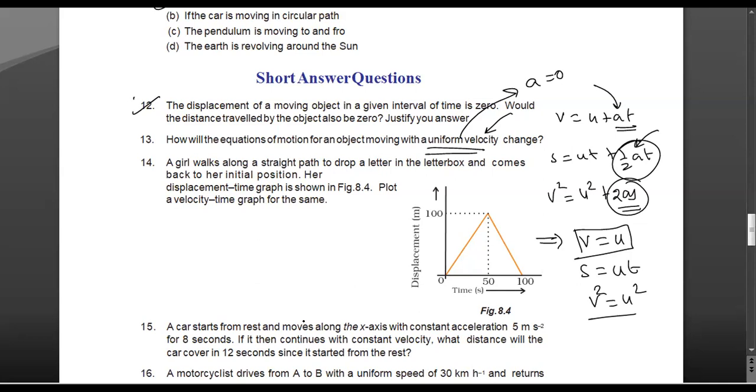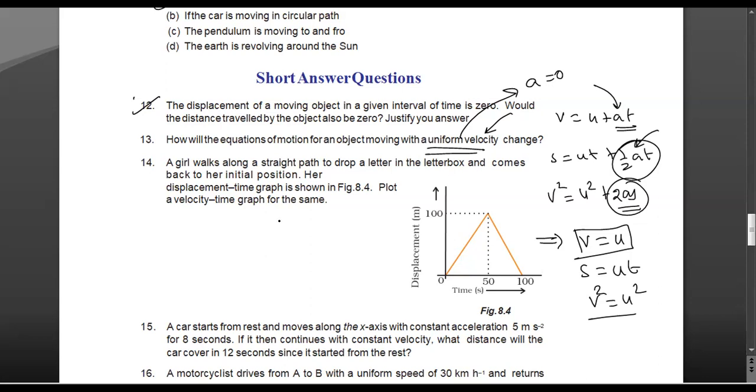Tell me, Hamna. Hamna, tell me, beta. How will you make such type of graph? Velocity time graph. Hmm?